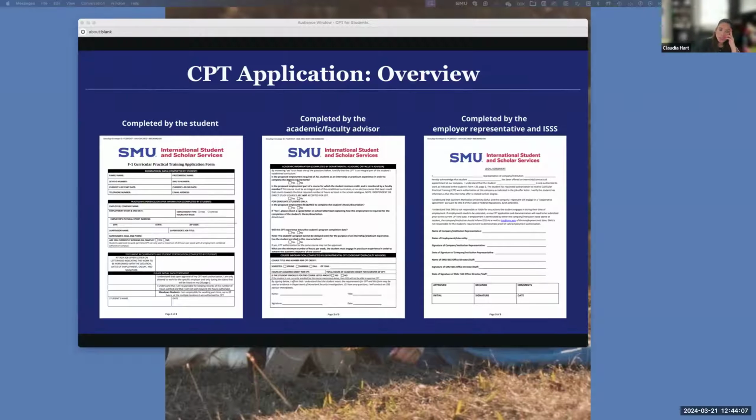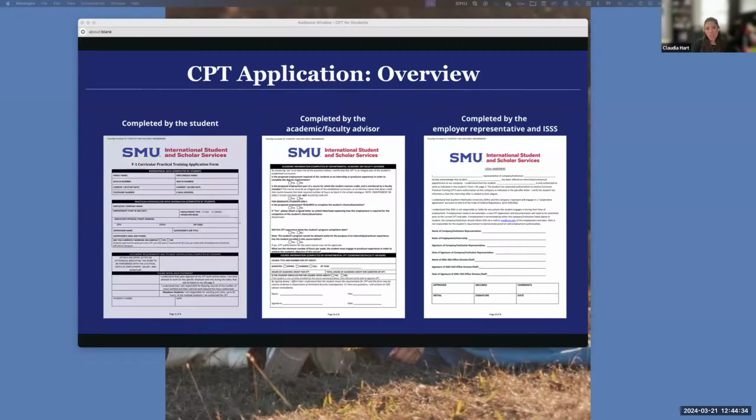Again, the first is completed by the student. We ask your biographical information, and also information about employment, like start date and end date, and we ask that you attach the job offer. Remember, even though I'm going to say it's a job offer, it's a practicum experience. So we want to see that there are elements of that practicum experience in that job offer.